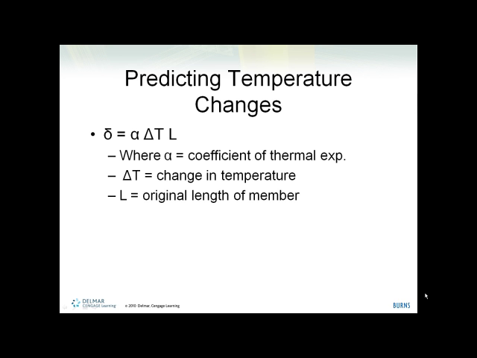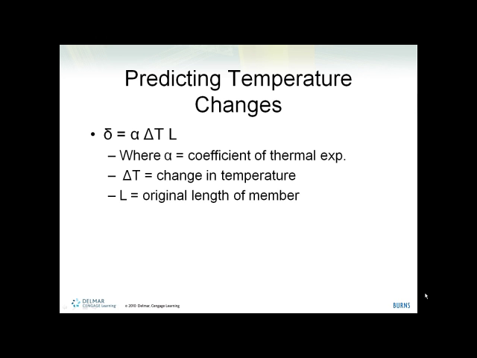And in this case, there's one very basic formula, and it's deformation is equal to alpha, that's the coefficient of thermal expansion, times delta T, that's change in temperature, times L, length. And that's the original length of the member or the bridge or whatever we're talking about. So again, deformation caused by temperature is equal to alpha delta T times L.